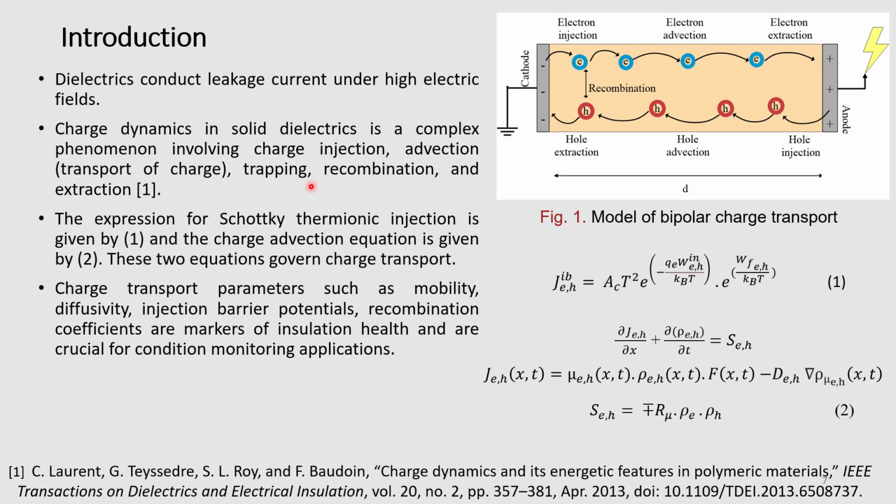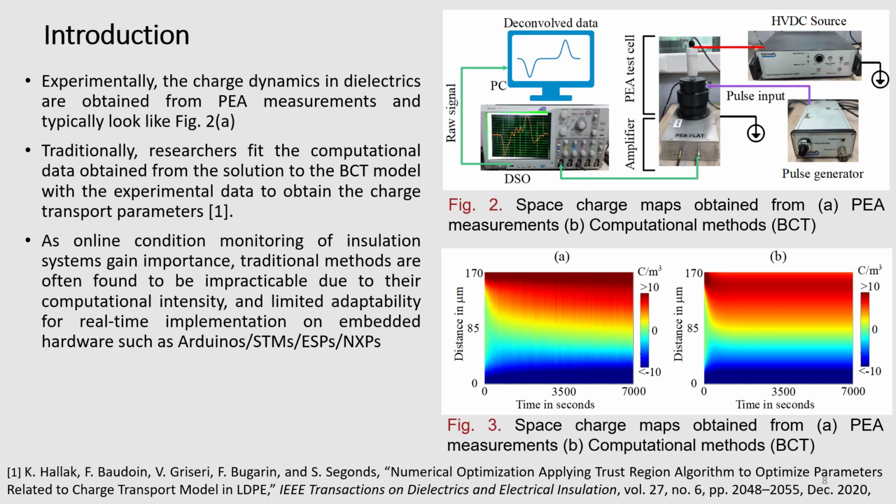So the parameters such as mobility, diffusivity, and injection barrier potential, they determine the system evolution with time. For example, if the mobility or diffusivity is high, it means that the charge is going to transport itself faster in the insulation medium, and it also implies that the insulation quality is poor. So this not only determines the charge dynamics but also serves as an insulation health marker and is crucial for condition monitoring applications. So let's see how the charge evolution in dielectrics is experimentally measured, and from that information let's see how the transport parameters can be extracted.